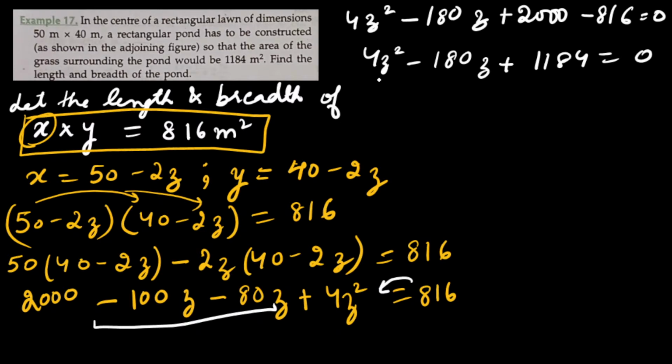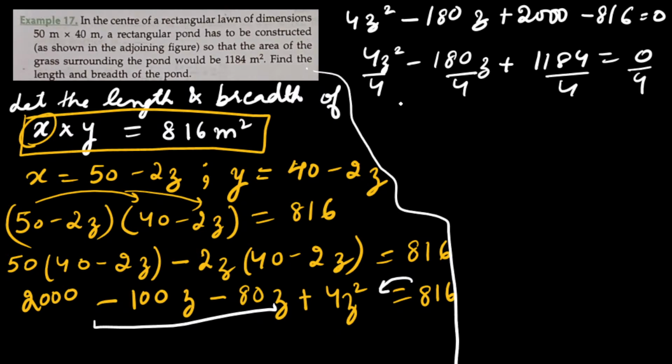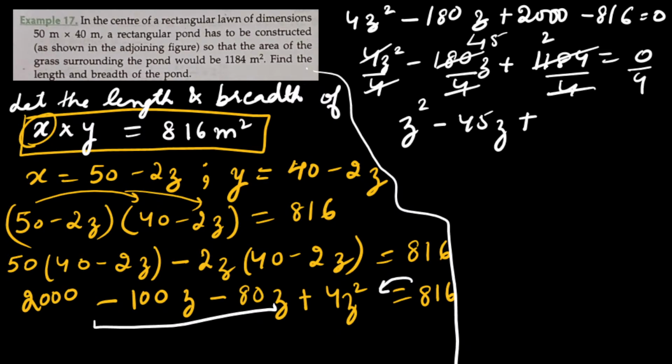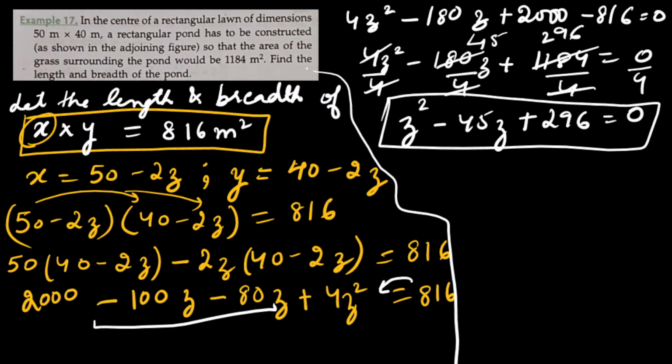Now 4 is the common factor, so with the common factor we can divide the entire equation. When we divide, this 4 and 4 will get cancelled. So Z square minus, here also we can do cancellation, 4 into 5, so 45Z plus, here also we can do cancellation, so 4 into 2 is 8, 4 into 9 is 36, 4 into 6, so 296 is equal to 0. Yes, so this is the required quadratic equation.